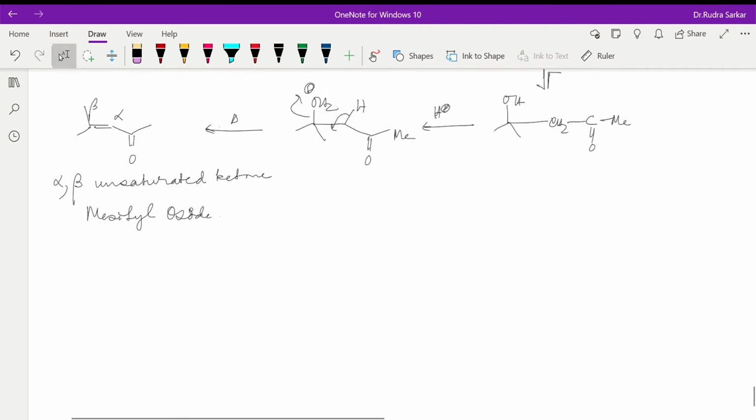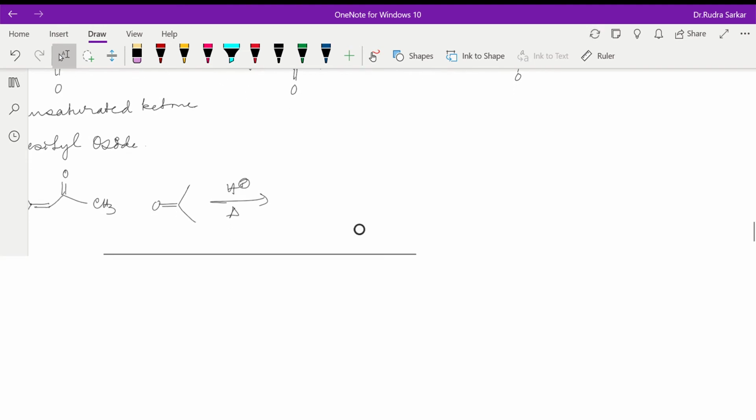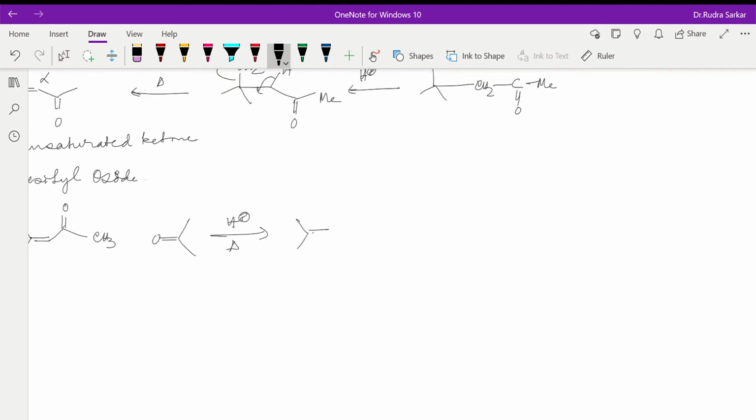Okay, it is important to note over here that the mesityl oxide, which itself is also having another CH3 group next to the carbonyl, can further condense with another molecule of acetone in an acidic medium under influence of heat, leading to the formation of a compound something like this, called as phorone.